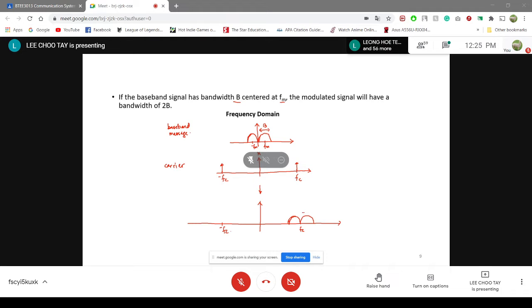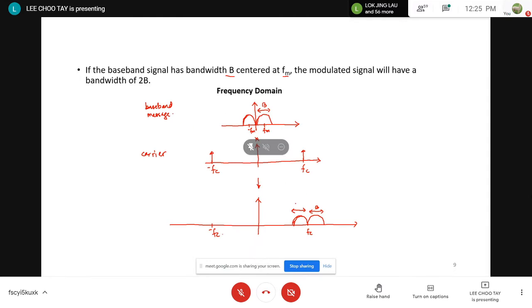Then because the bandwidth is B here, double sideband, therefore I have my lower sideband here, and my upper sideband here. This will be FC plus B, and this will be FC minus B. Same thing here: if I shift this entire spectrum to center at minus FC, I get this. This is minus FC plus B, and this is minus FC minus B.